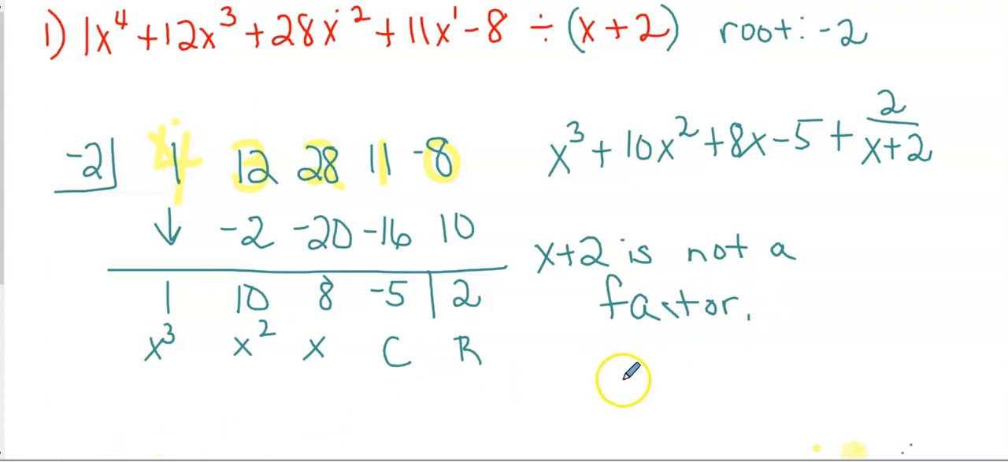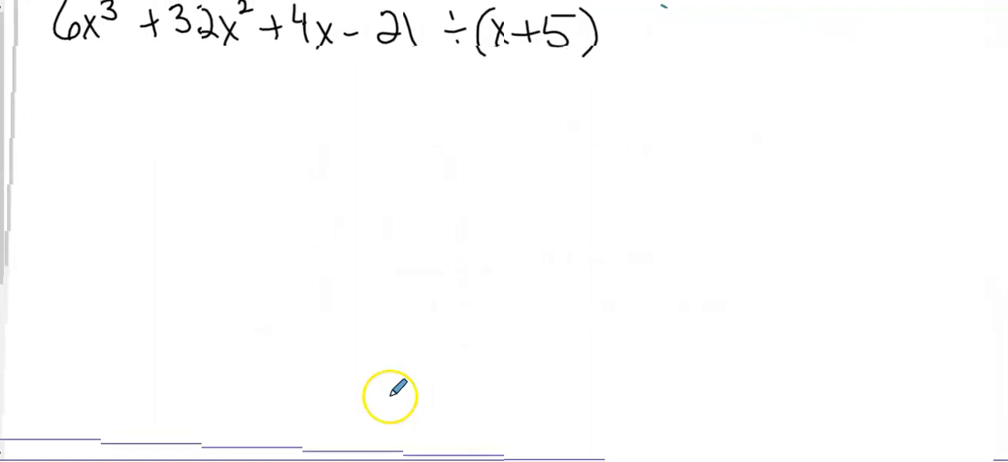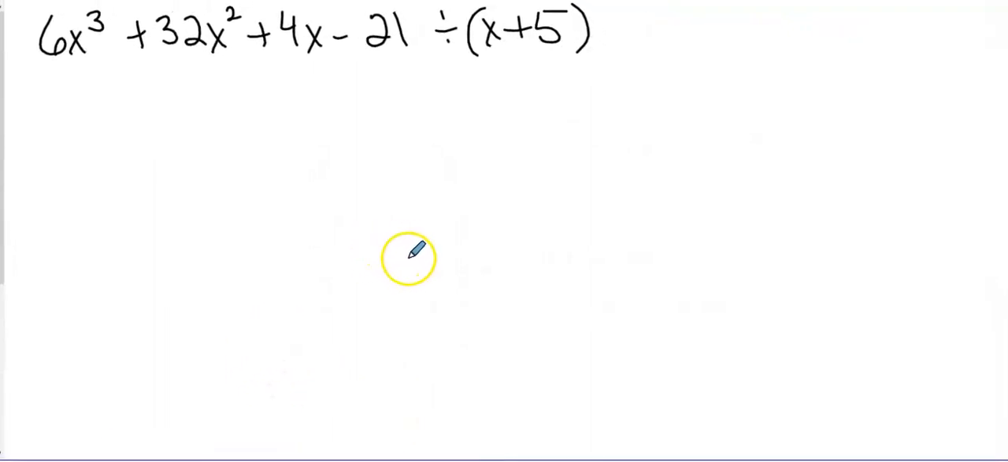Of course, we could also make a statement that negative 2 is not an x-intercept, negative 2 is not a root, negative 2 is not a 0. Any of those words would work for that. So we're going to start to speed up this video a little bit. I would like for you to pause the video and see if you can set this one up and then come back and see if you did it correctly.